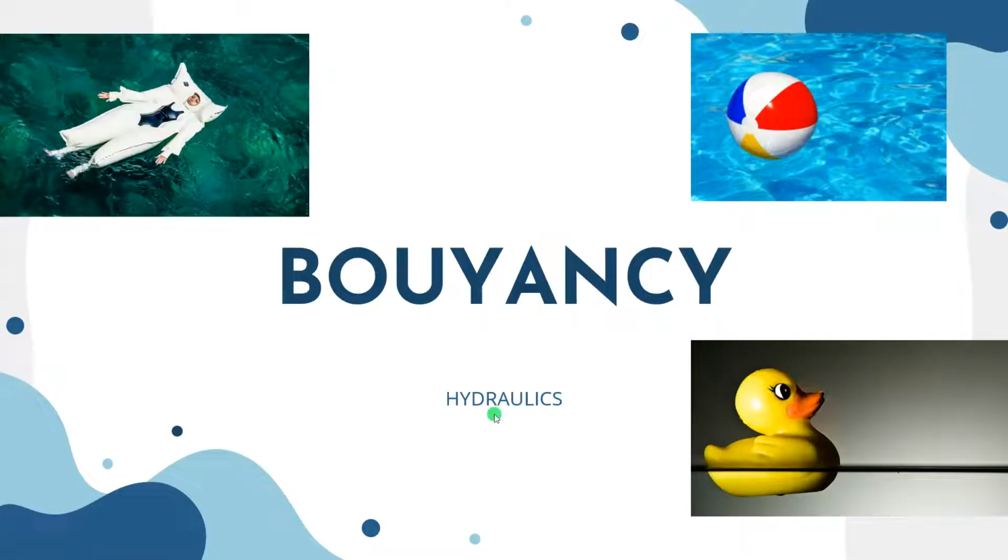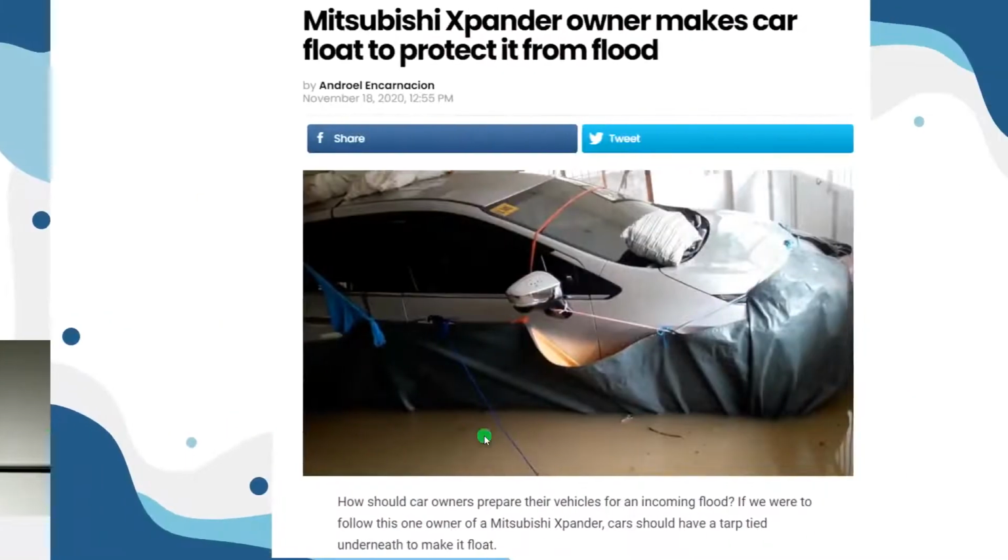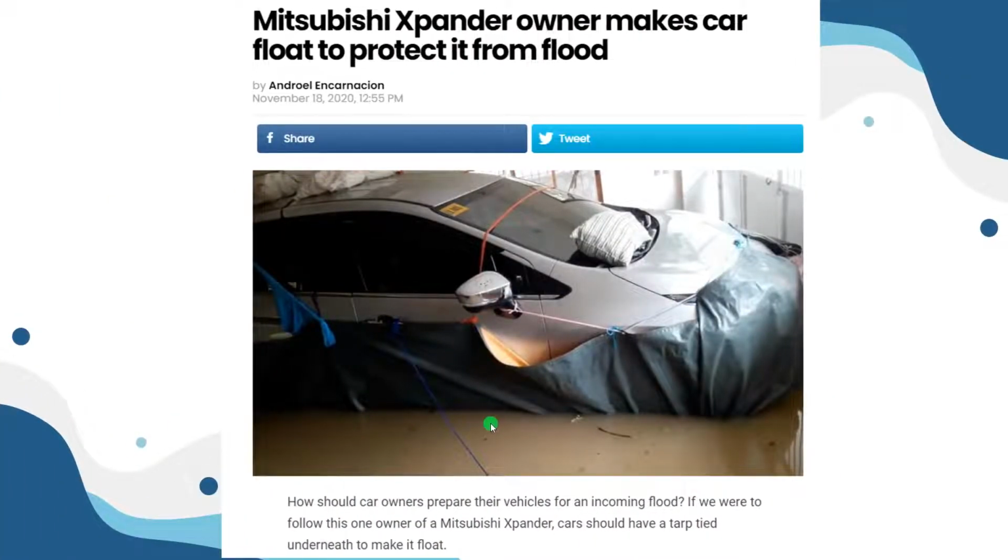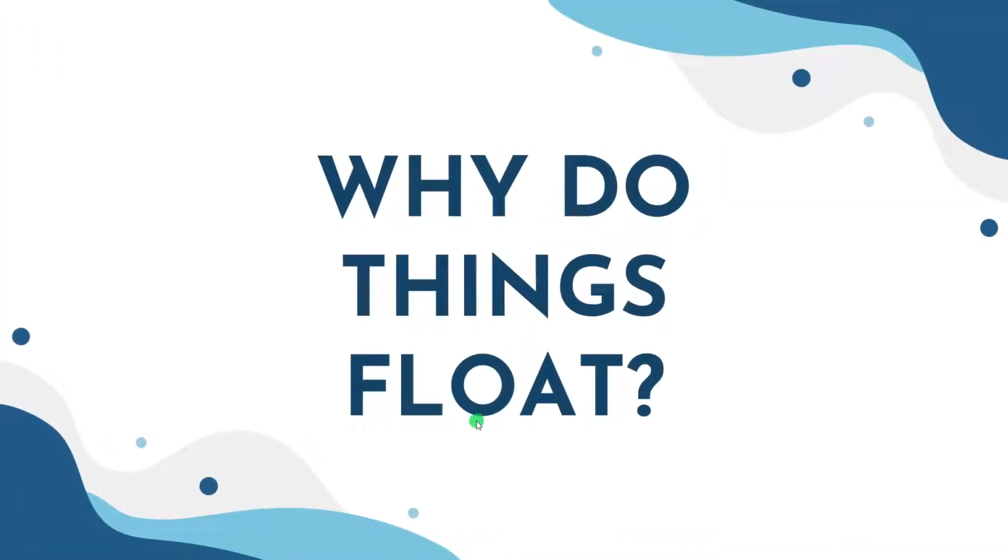Good day. So here in this lecture, we will be discussing buoyancy. But before we discuss this topic, let me just show you an article about an owner of Mitsubishi Expander who makes his car float to protect it from flood. So how is it possible that a car that is so heavy was able to float on the flood water? It makes you think, why do things float? Why do some objects float on water and some objects sink in water?